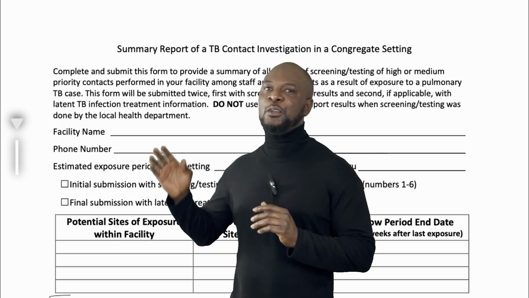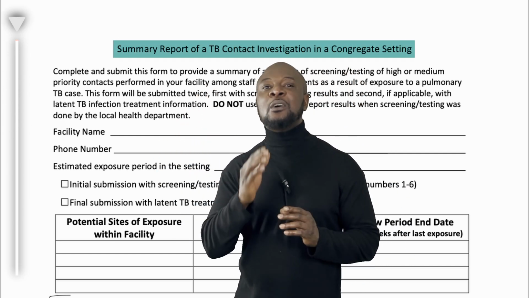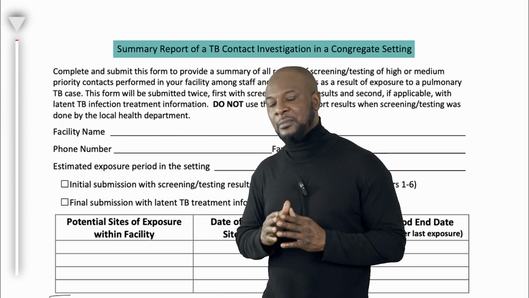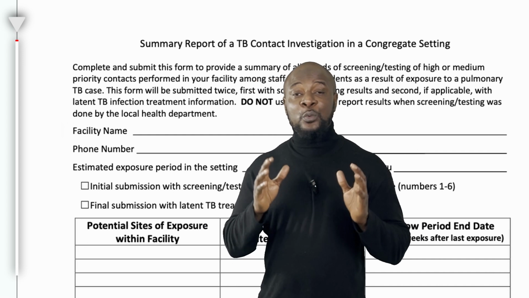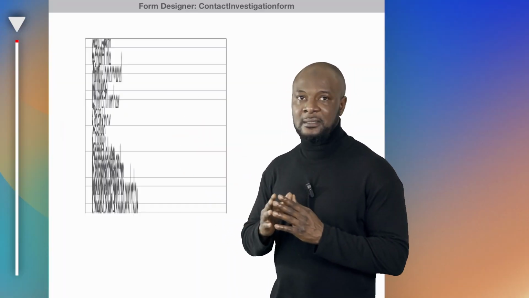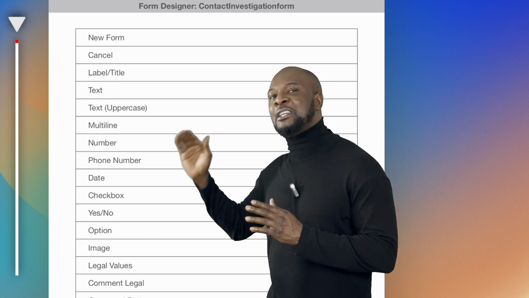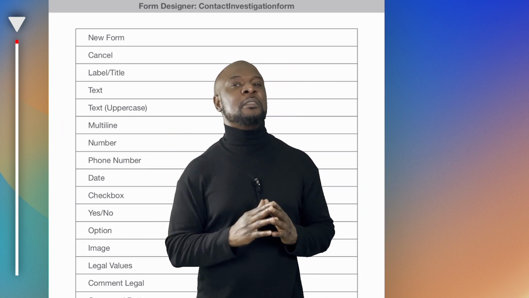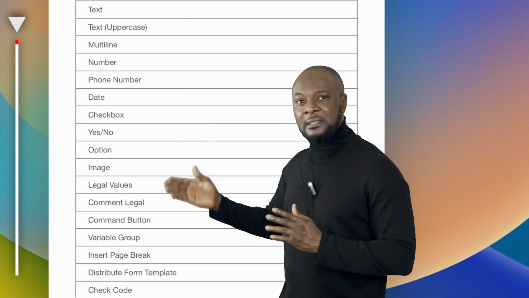Let's start with the first thing on our form, which is the title. How do we create this title in Epi Info? It's super simple. Let me show you. With the form designer already open, just click anywhere on this canvas to bring up this list of actions that you can do in the form designer.